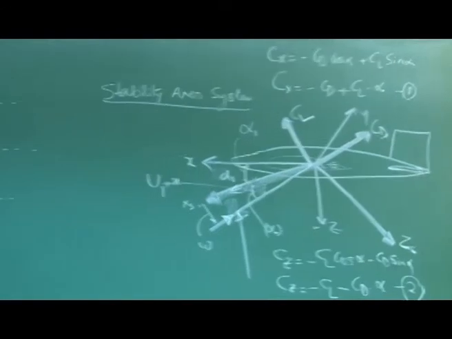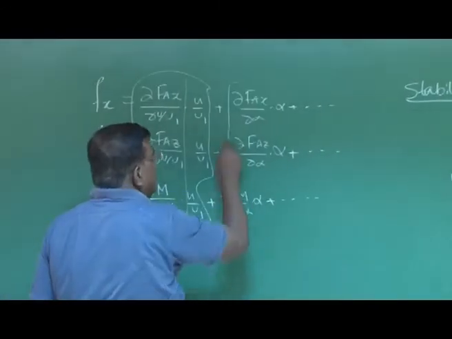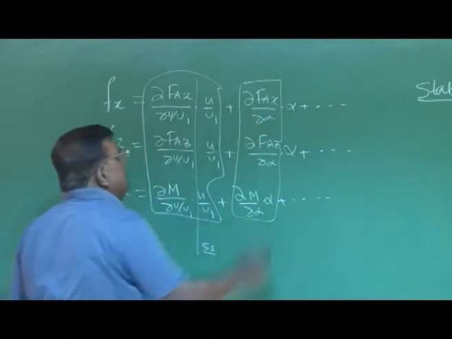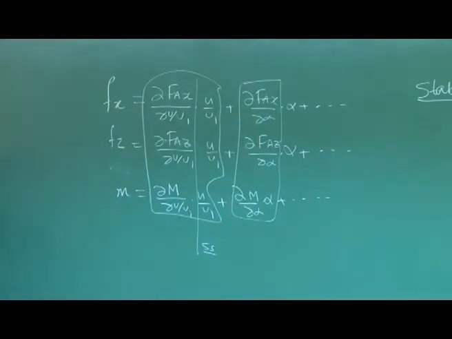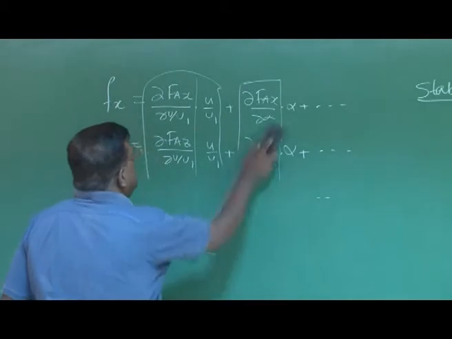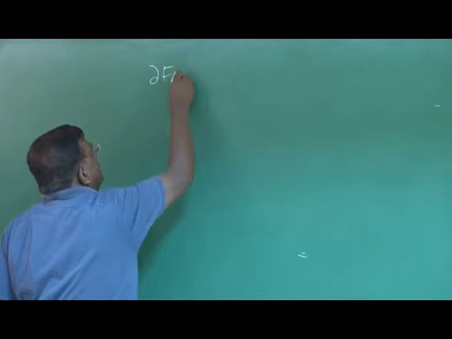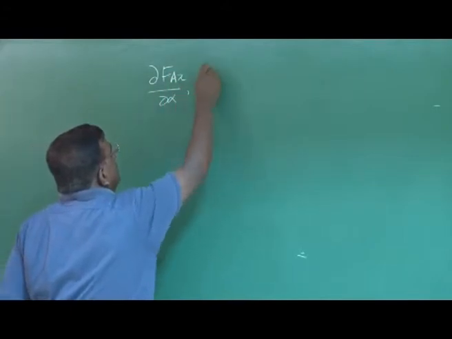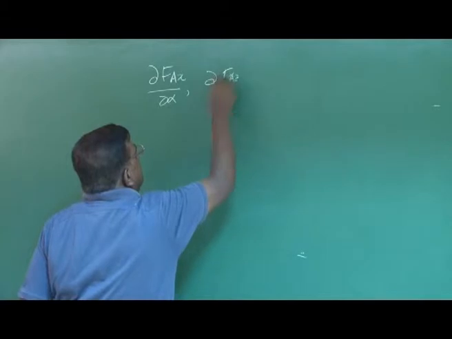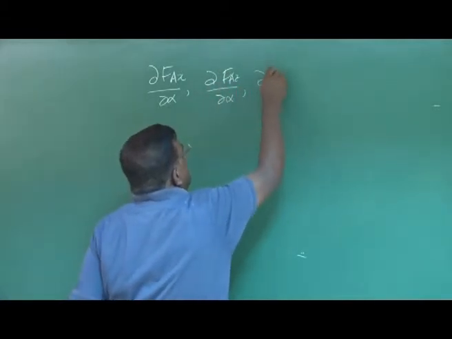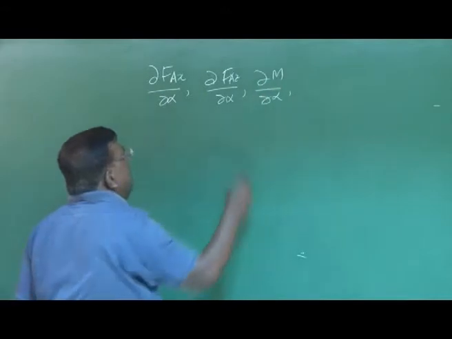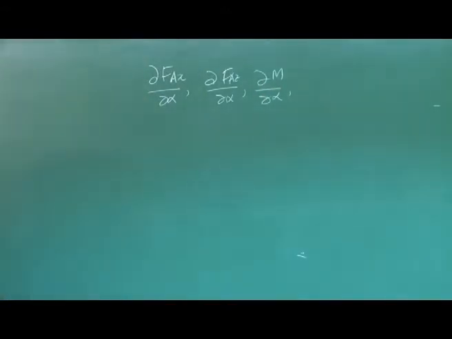Now after these u derivatives were over, we will now focus on the alpha derivatives. So what are we going to do? We want to derive expressions for the alpha derivatives. Let me start with dFax by d alpha, although we will be doing all the things. Let me write that also, and dM by d alpha. Primarily these three partial derivatives will be derived in terms of aerodynamic coefficients, right? So let me start with dFx by d alpha.